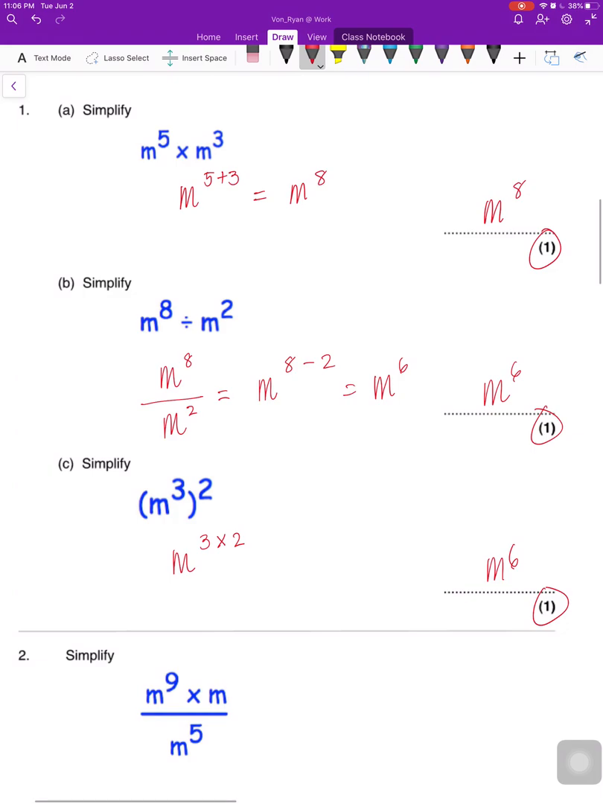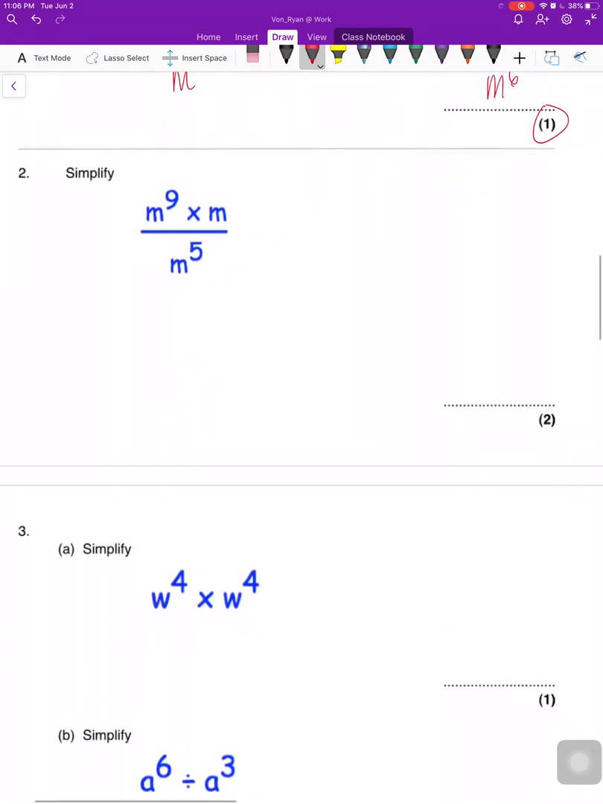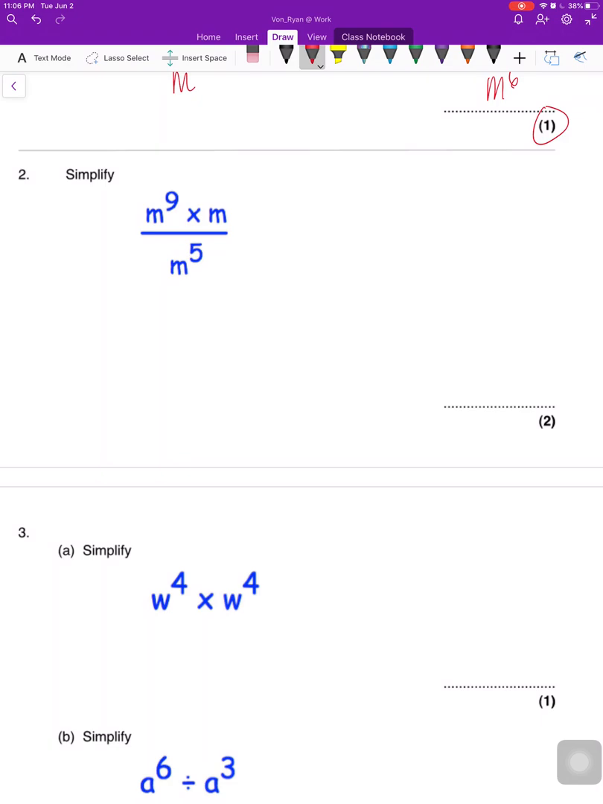Right, that's simple enough. So we have a combination for the next one, right? So for number 2, again, you have an invisible index there. So that's technically a product of powers. So m raised to 9 plus 1 is 10, divided by m raised to 5. In this case, it's a quotient of powers. So m raised to 10 minus 5. So that's m raised to 5. So that's your final answer.